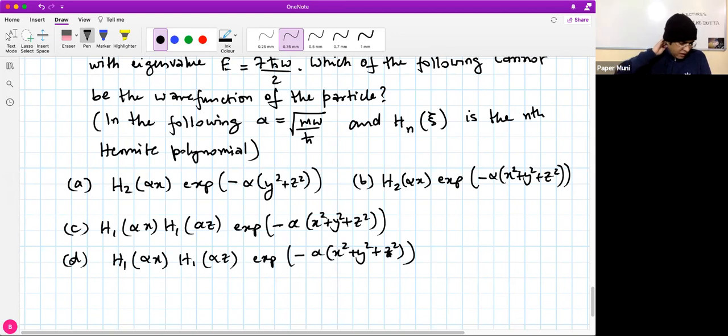So can you tell me which option is completely invalid?